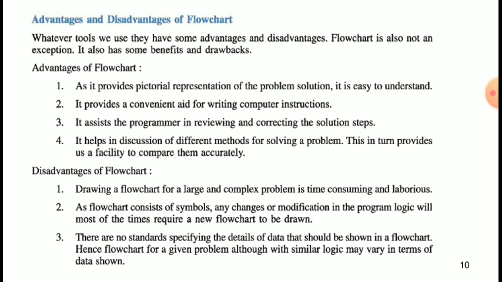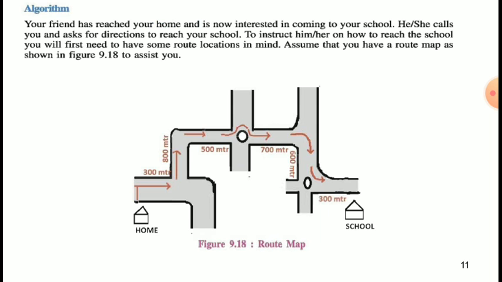So I have explained number one is a pseudocode, second is a flowchart, and then third is algorithms. So first I will explain what is the algorithm. In computer terminology, an algorithm refers to a step-by-step procedure for solving a particular problem.